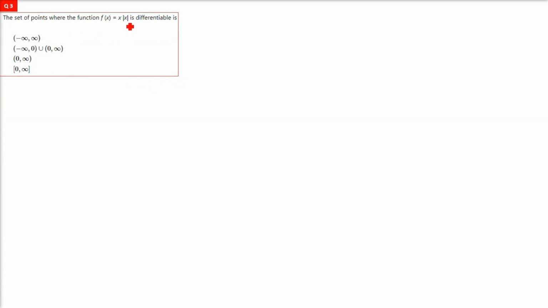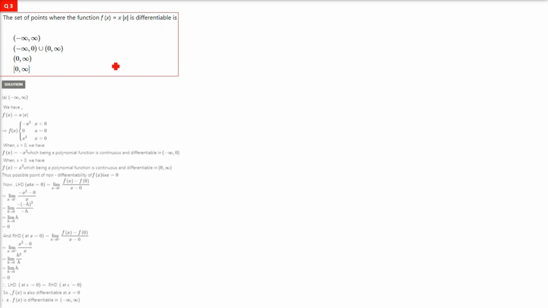The set of points where the function f(x) equals x into modulus x is differentiable. Differentiable where? Modulus x, you are completely aware by now how this modulus function works. For simple x, what is the graph of this function, we have been talking about every time.